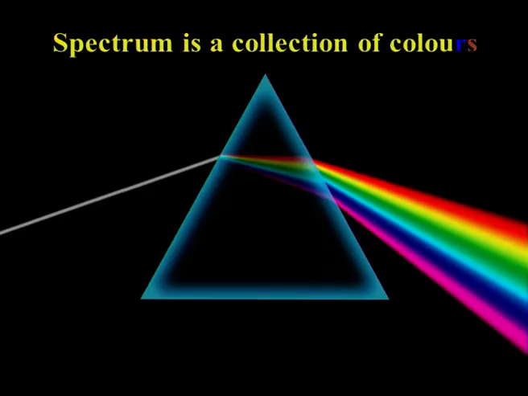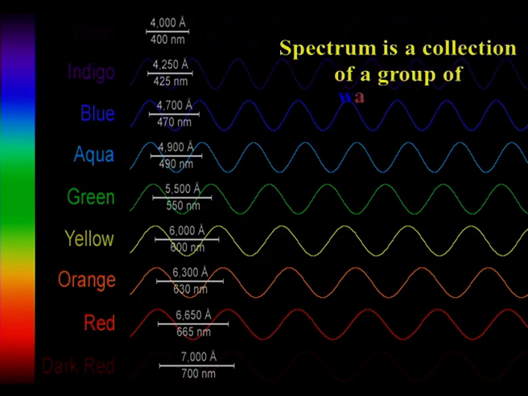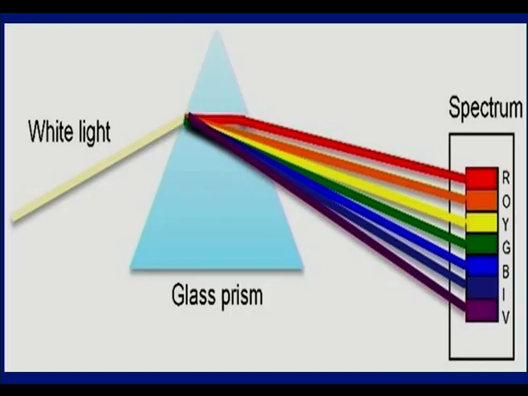Children, before going to the Niels Bohr atomic model, let us learn about a spectrum. What is a spectrum? A spectrum is nothing but a collection of colors, a group of wavelengths. Children, you might have seen the rainbow during the rainy season. 7 colors you can find there: violet, indigo, blue, green, yellow, orange and red. Simply we say them as VIBGYOR. In a rainbow we find the 7 colors, and these 7 colors are visible colors, and it is called the visible spectrum.